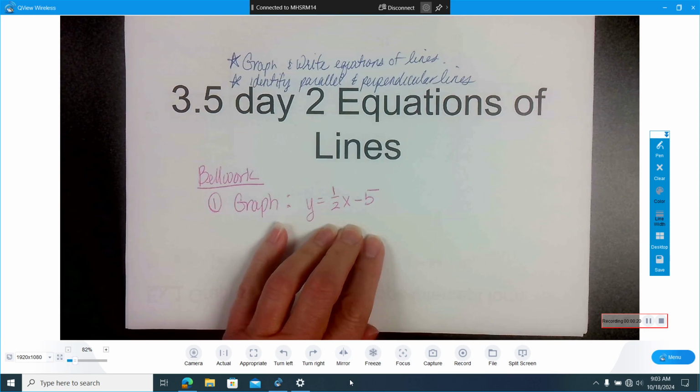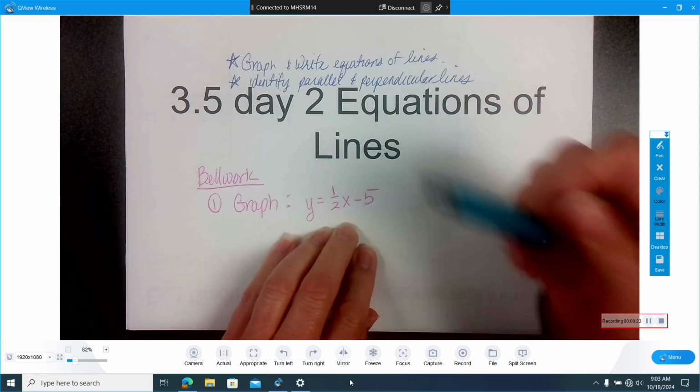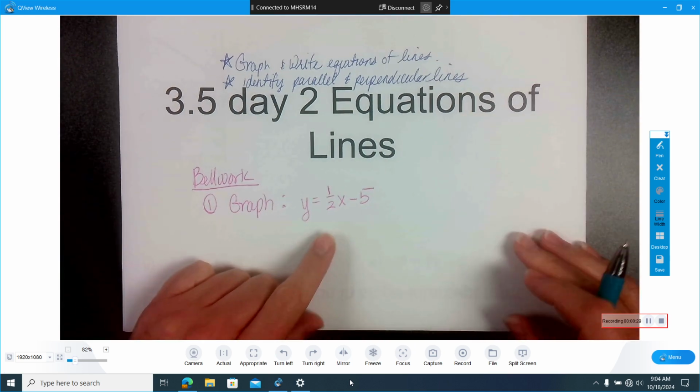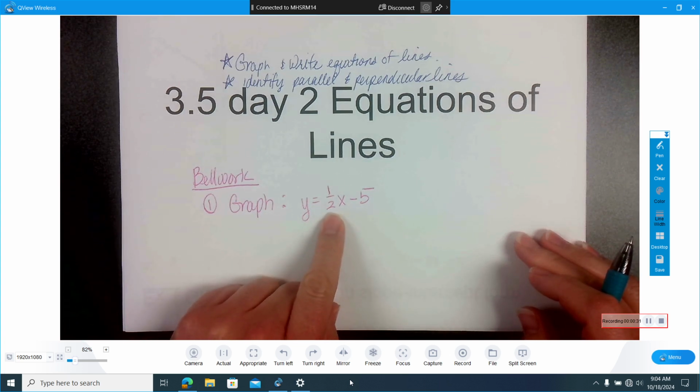Y equals mx plus b. Very good. Y equals mx plus b, our favorite algebra formula, so to speak. What does the m stand for? Slope. Very good. And that's 1/2 in this equation. And what is the b? The y-intercept. Very good.